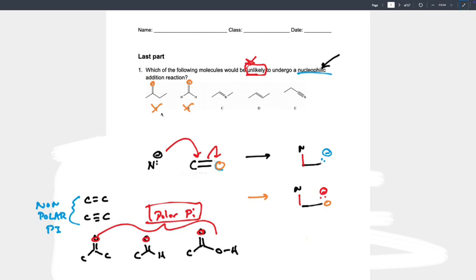Okay? Which means C doesn't work. How about D? What's in D? Oh, D is carbon and carbon. Non-polar. That is the epitome of a non-polar pi bond. That looks very unlikely. If I move to E, what do I see? I see the nitrogen again. Nitrogen, very polar.